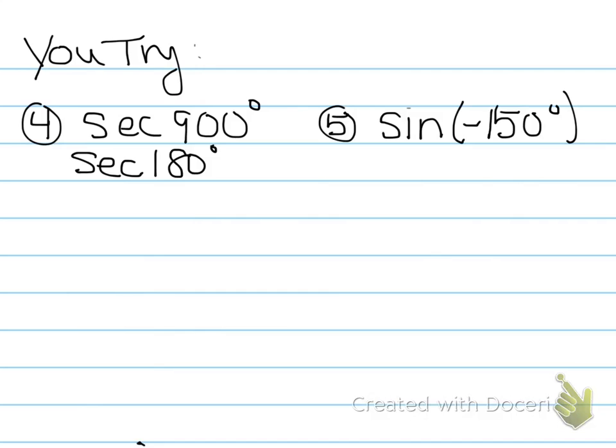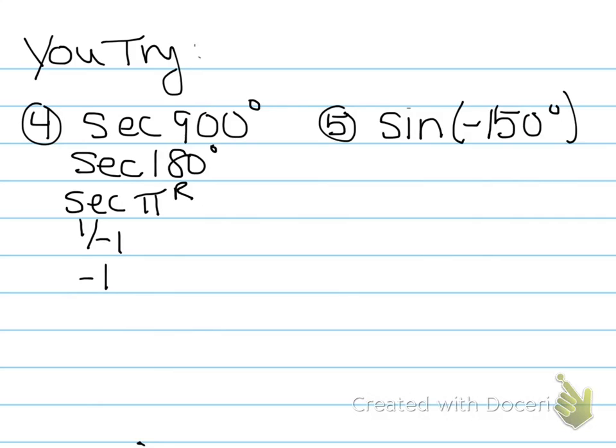That's 180 degrees. That's the same thing as thinking in terms of secant of pi radians. Secant is 1 over cosine. Well, what's the cosine of pi, or the cosine of 180? Negative 1. And 1 over negative 1 gives us just negative 1.